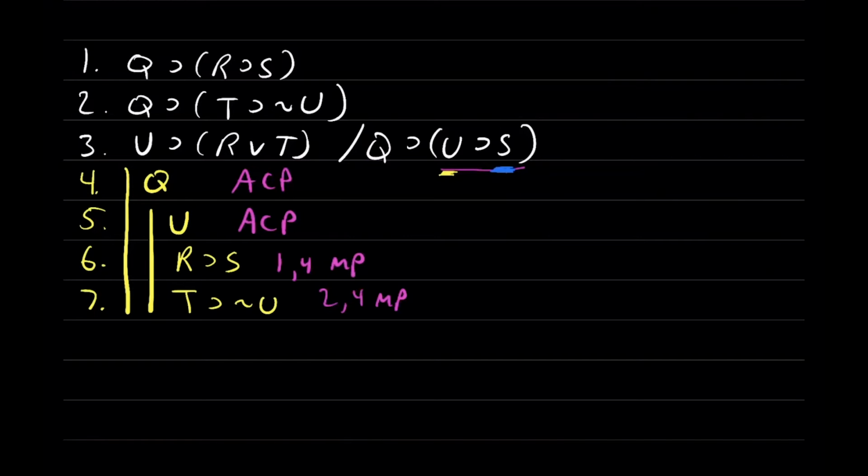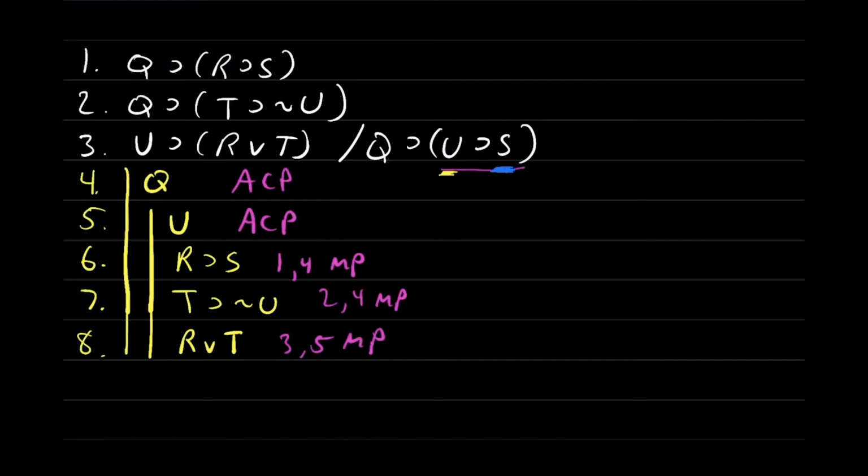Now we have U, which we added on line 5. Again, we can cite anything above because we haven't closed either of these assumption lines yet. So on line 8, still inside the scope of these two vertical sequences, I'm going to get R or T by modus ponens, right from line 3 and 5, MP, modus ponens.